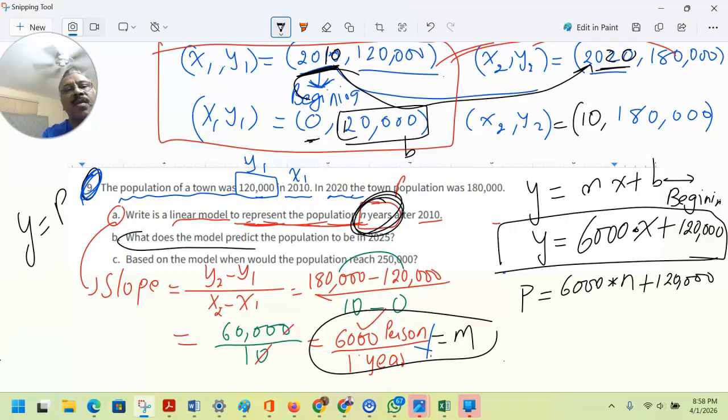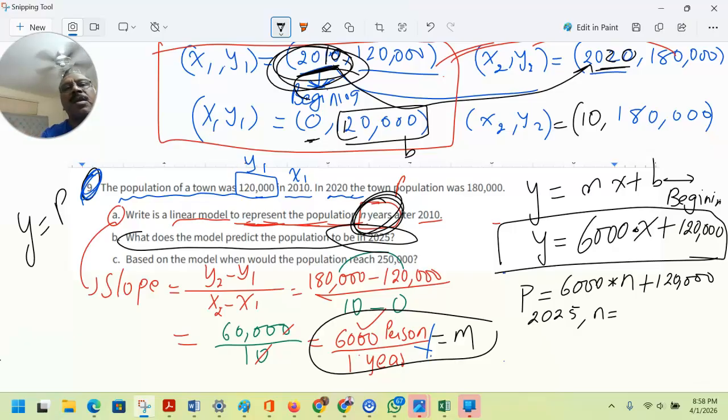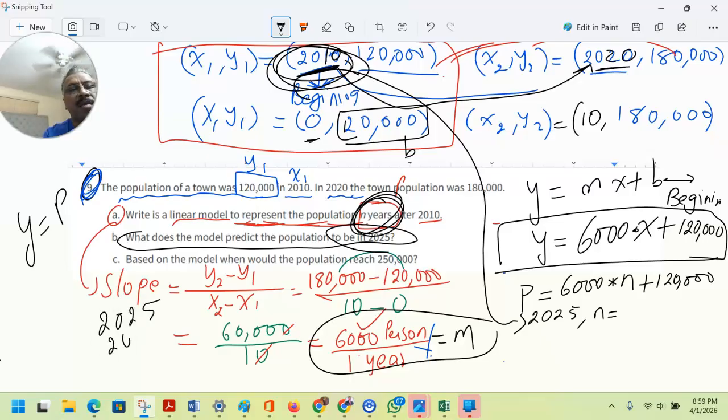The second question is, what does it predict in the year 2025? So what it basically means is, in the year 2025, how many years have passed? The question is, what is N? So N is from 2010 to 2025, how many years have passed? If I subtract 2025 minus 2010, you get 15. So it becomes 15.